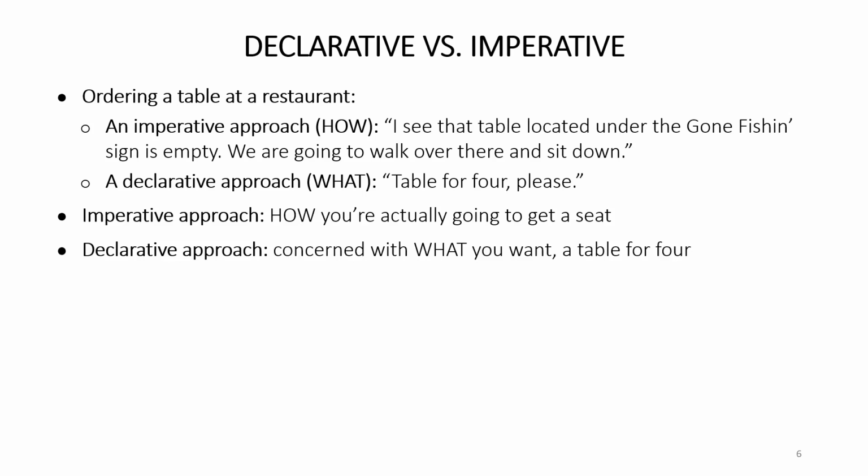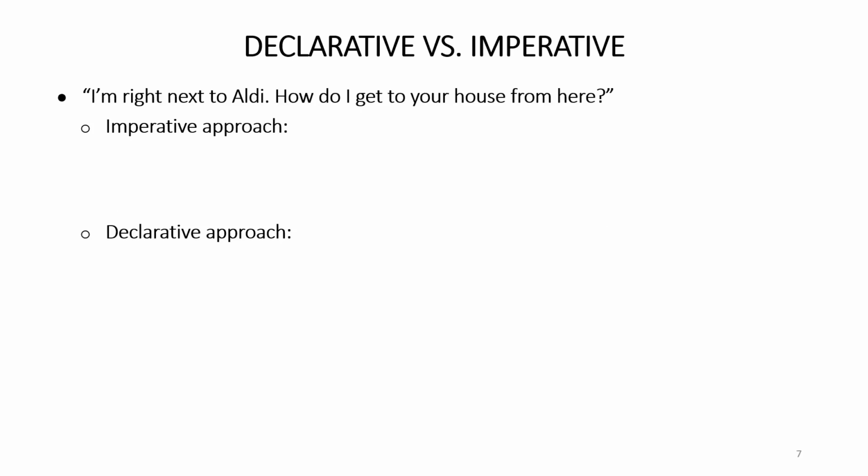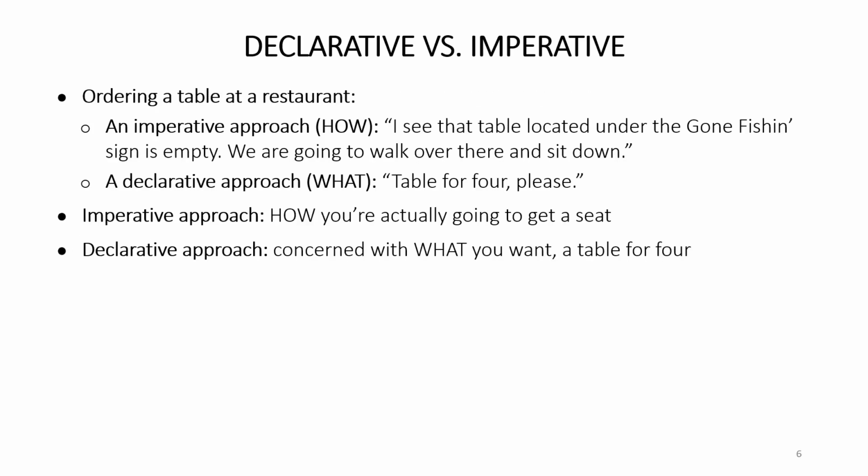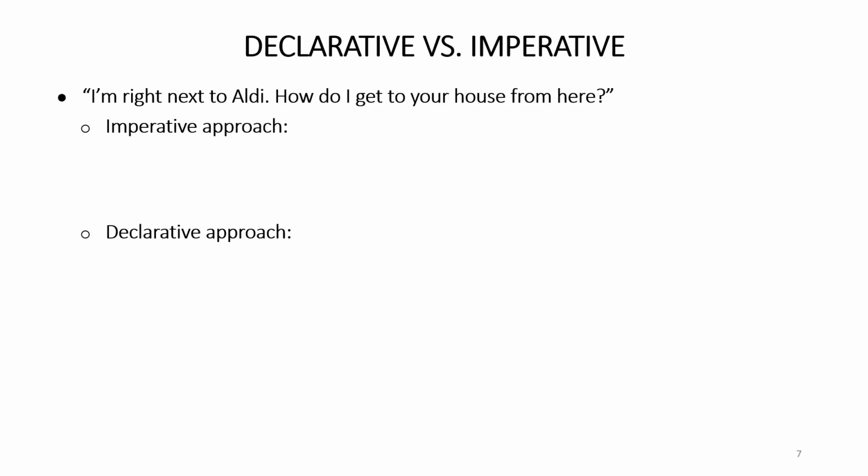So you just say what you want, and you expect that somebody understands what you want, and then how to actually translate the thing that you want into imperative steps, right? Because you still probably have to walk over to that table and sit down there. So another way, you tell somebody, well, I'm at this one location right now, and how do I get to your house from here? What would be an imperative approach?